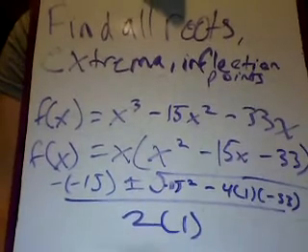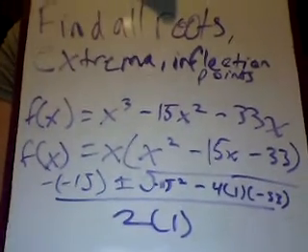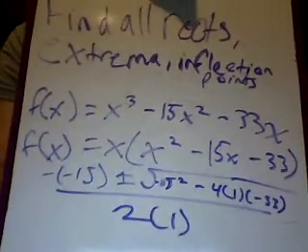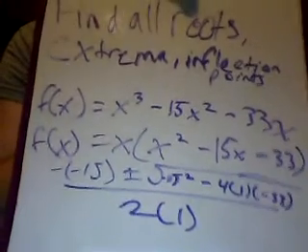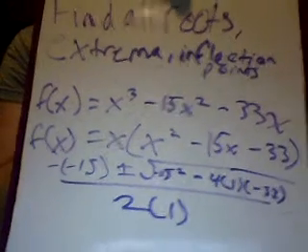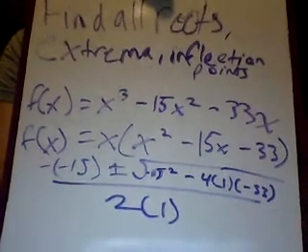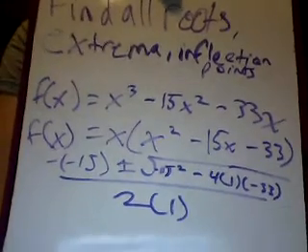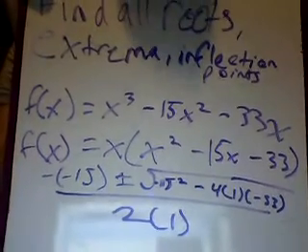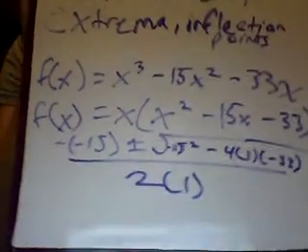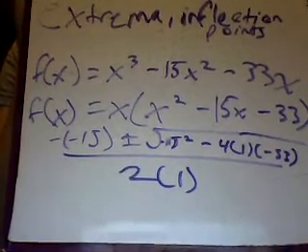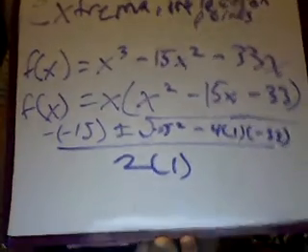Today we're going to be doing finding extrema and inflection points based off the first and second derivatives. For this particular question, it also asks for the roots, so here I started with the function from the review. It was f of x equals x cubed minus 15x squared minus 33x. Factored out x, and then I had to do the quadratic formula for the other part, and that's what the quadratic formula is there.